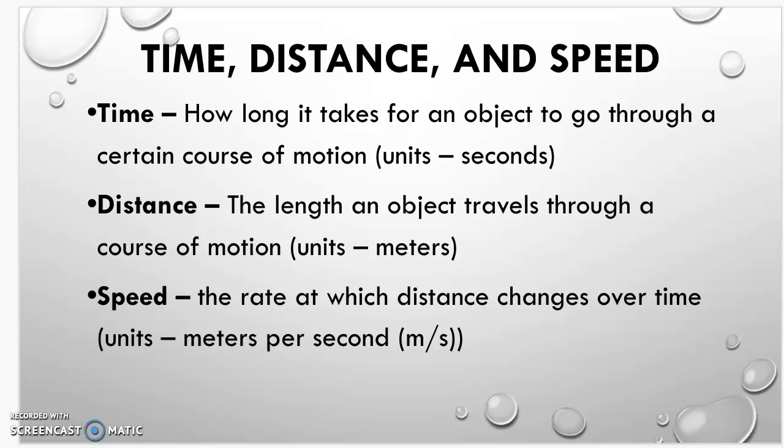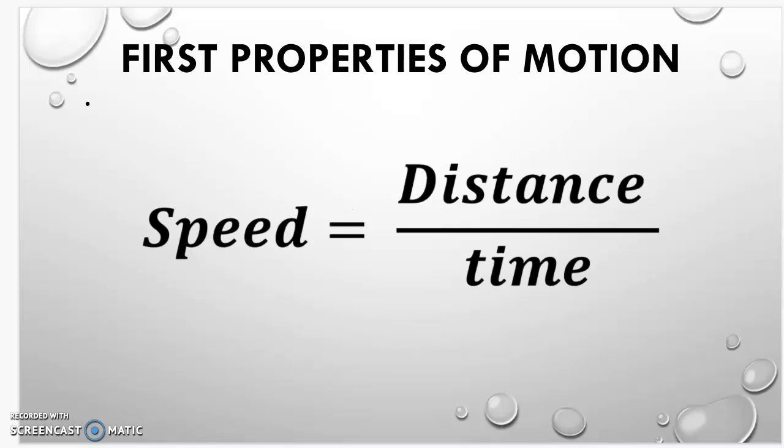And then speed is going to be the rate at which the distance changes over time. And the units we use there are meters per second. And we can see almost in the definition of speed that we arrive at our first equation. Speed equals distance over time. And this is really bringing us to our first set of problems and how we're going to analyze different situations.